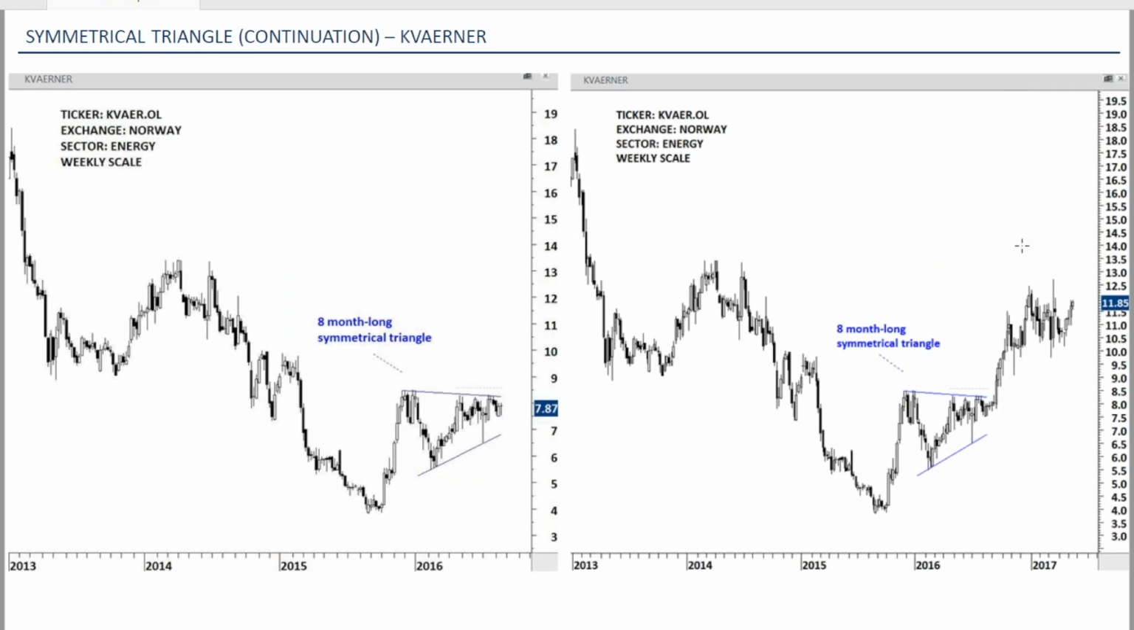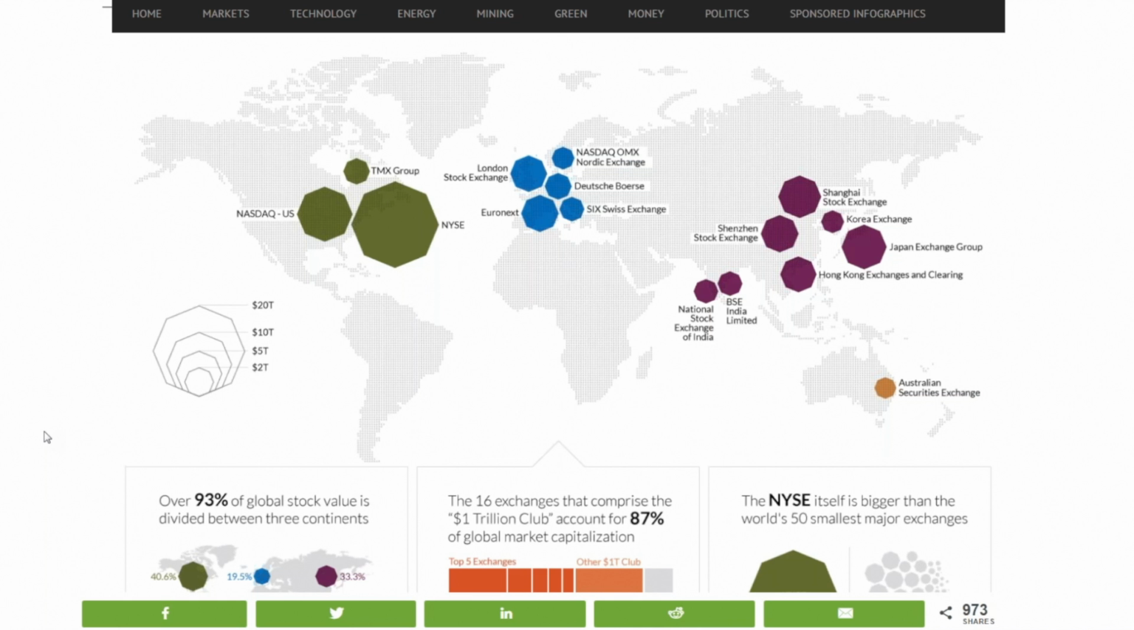Another symmetrical triangle, continuation this time, a company from Norway, when the energy prices started moving higher and stocks were breaking out, two names basically broke out at the same time. This time, Kvaerner completed an 8-month-long symmetrical triangle. As I find those opportunities around the globe, I will be alerting TechCharts members to those breakouts, and they will also be included in the watch list so they can monitor at the same time before the breakouts take place. These will all be included in the weekly global equity market report.